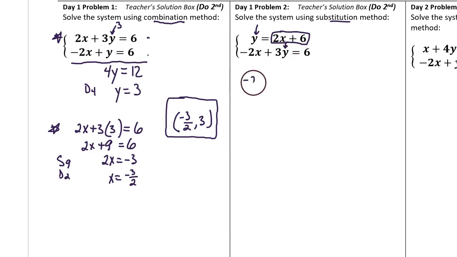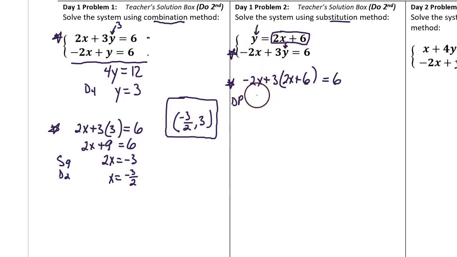So it would become negative 2x plus 3, and then in parentheses substitute the 2x plus 6, and that's equal to 6. Notice how this equation that we just wrote is the same thing as that second equation there. The only thing different is we filled in the letter y with the expression that we were told that y was equal to. Now let's solve this.